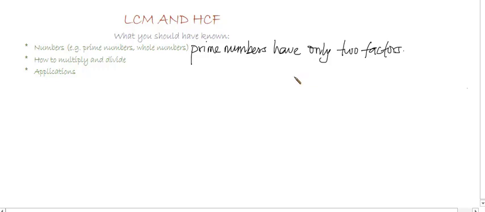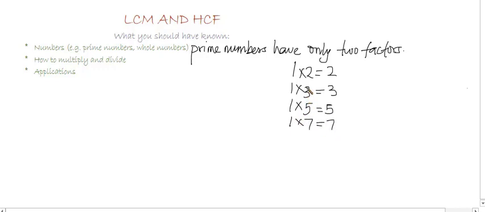And the only two whole numbers are 1 and the prime number itself, which makes the factor of the prime number. Let us take for example, 1 multiplied by 2 actually gives me 2. 1 multiplied by 3 gives me 3. 1 multiplied by 5 actually gives me 5. 1 multiplied by 7, and it goes on like that.